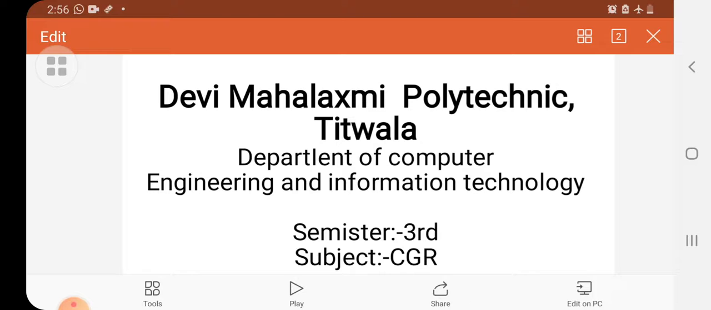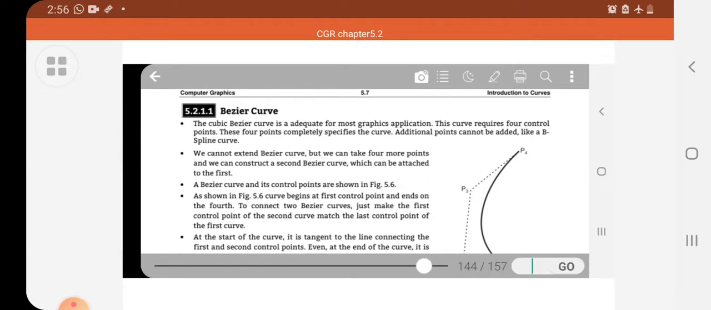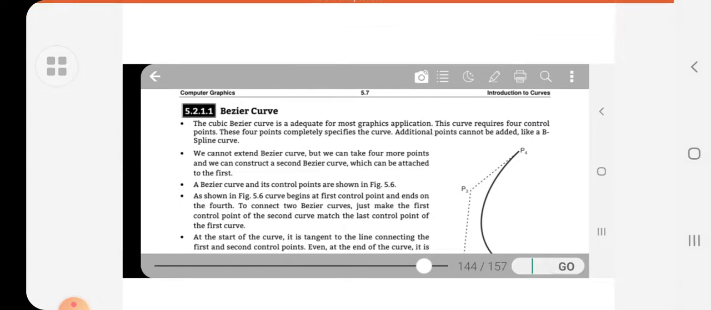This is the second topic of chapter number 5. In this chapter, we have discussed the Bezier curve, but I will explain the Bezier curve again here. Basically, two points come together and make a curve.